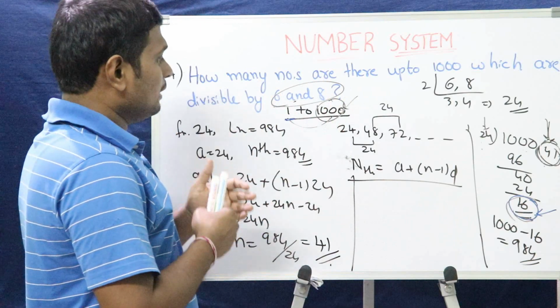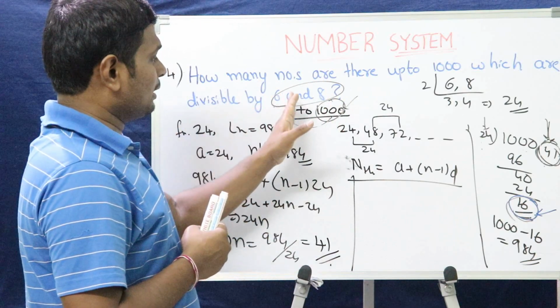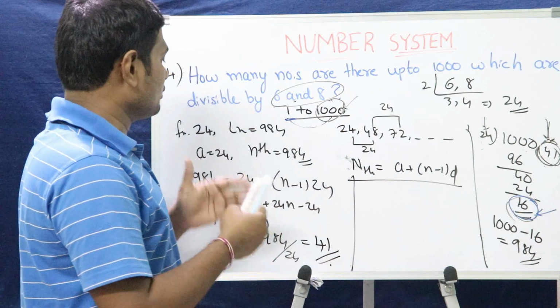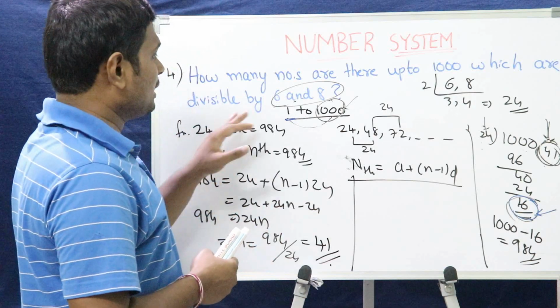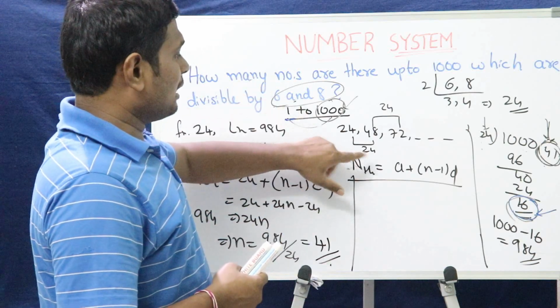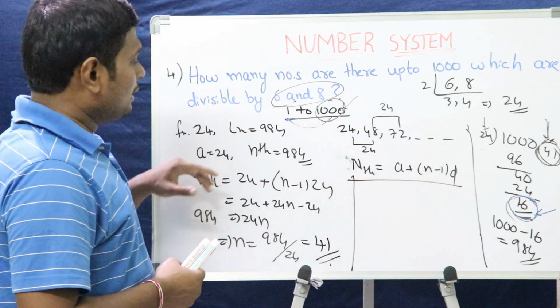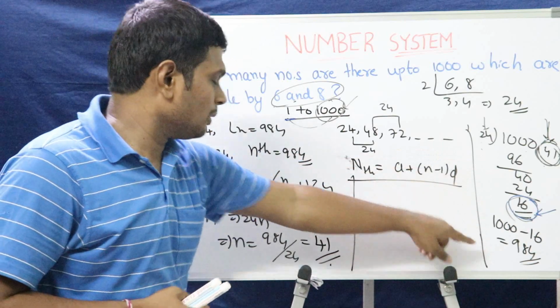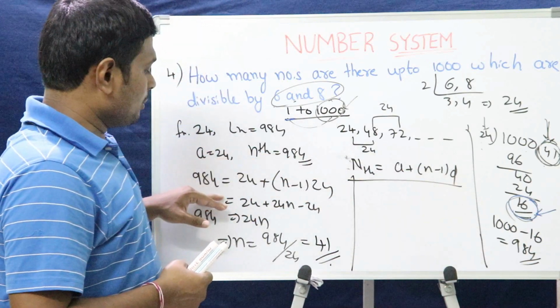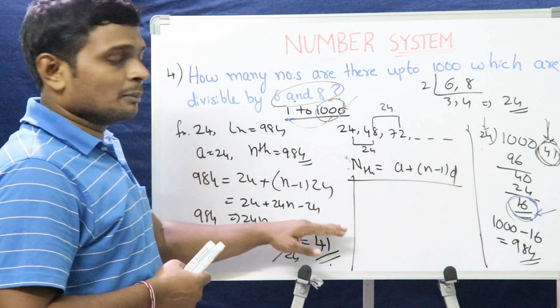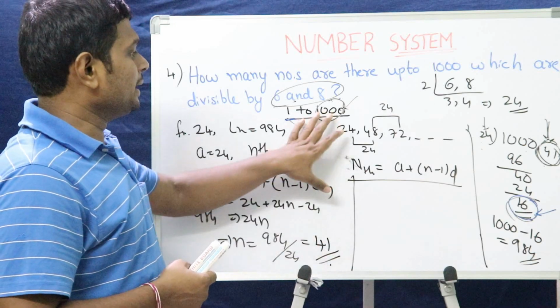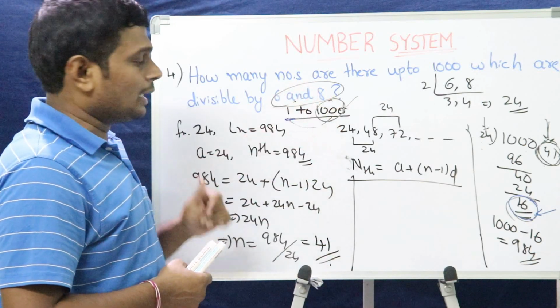If you have a different range other than 1, what do we need to do? This is the way, because all the numbers are in arithmetic progression. We need to find the nth number, that is the last number. We found it, and then we know the formula, we substituted it, and we got the number of terms which are divisible by 6 and 8. Right? I hope you understood it.